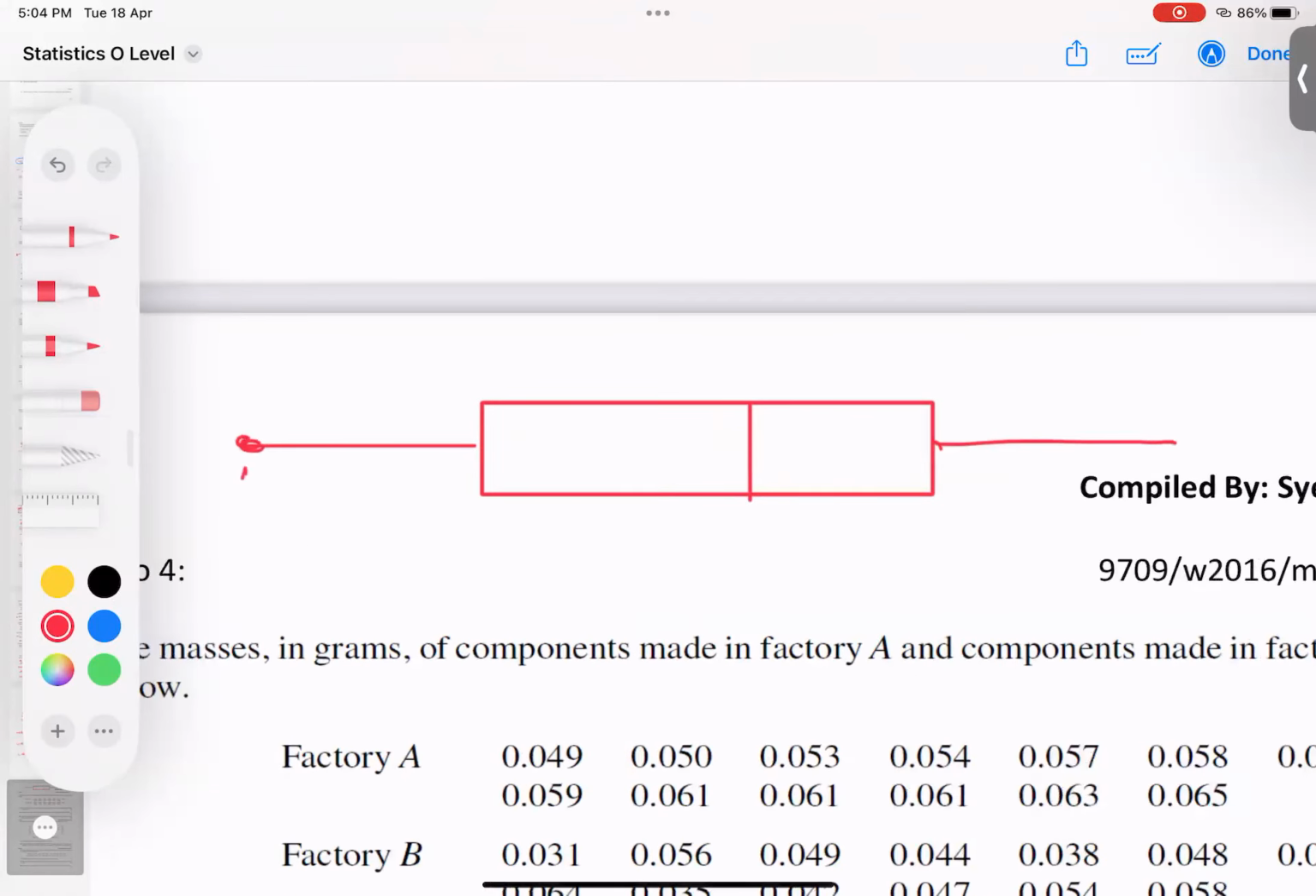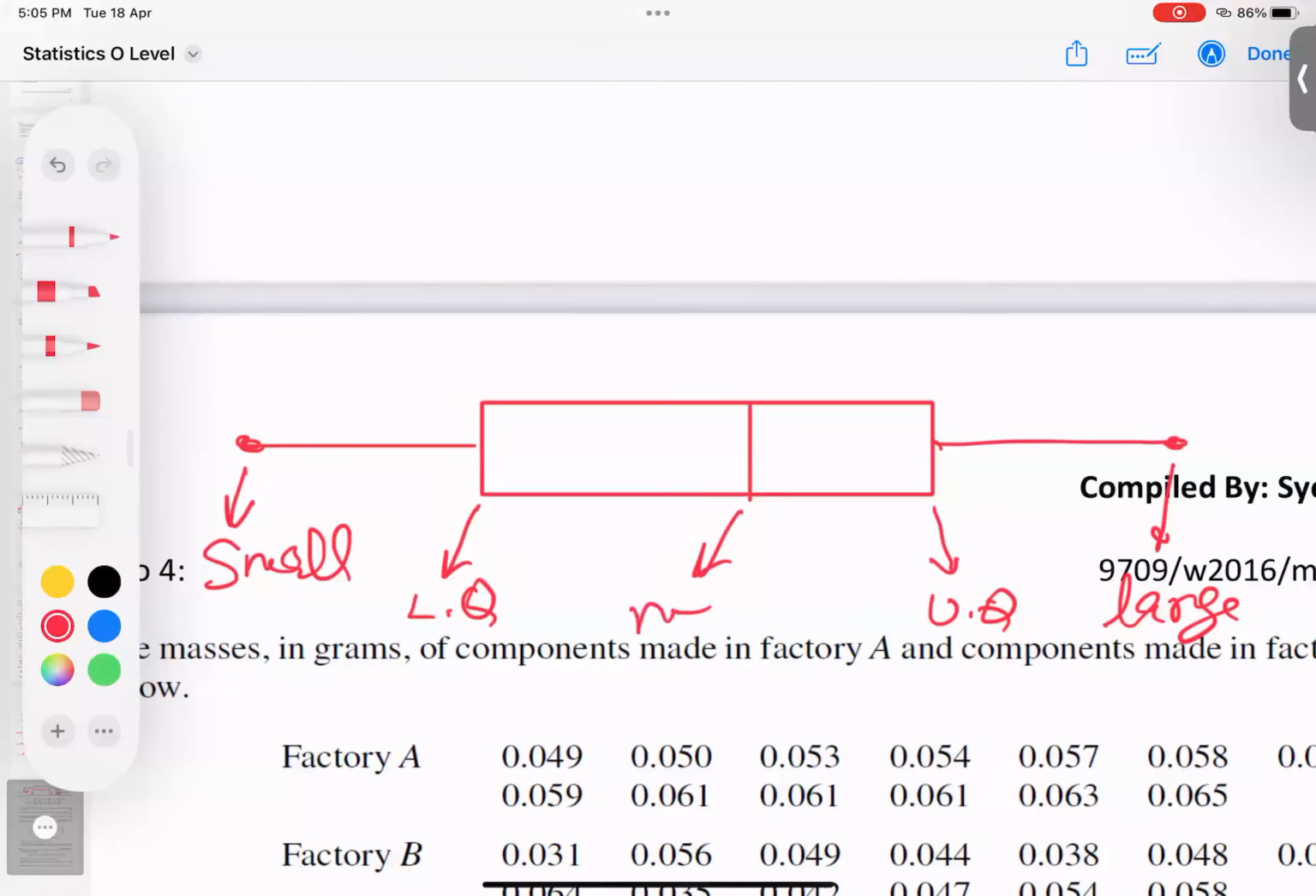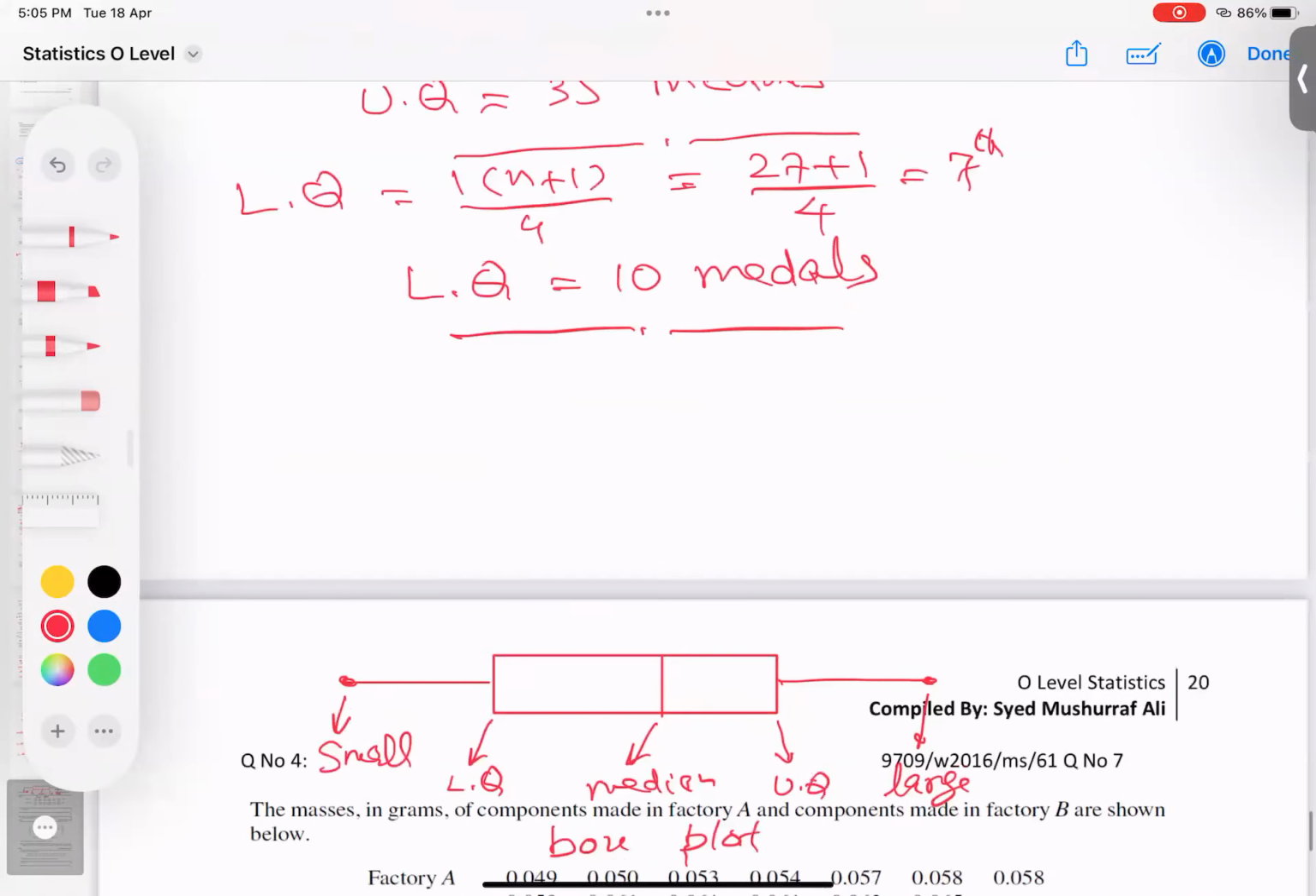For your knowledge, this number is called the smallest value. This number is called the largest value. This line represents the lower quartile. This line represents the upper quartile. This line represents the median. That is why five things are required to make a box plot. Box plot is spelled P-L-O-T, plot. If you don't have five things, you can't make it. Now we have all five things. Look here.